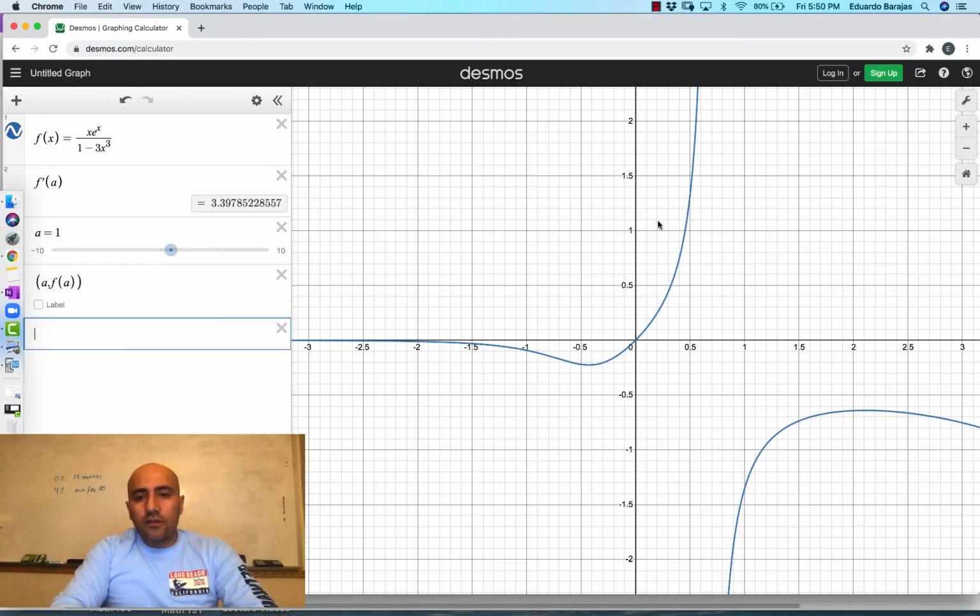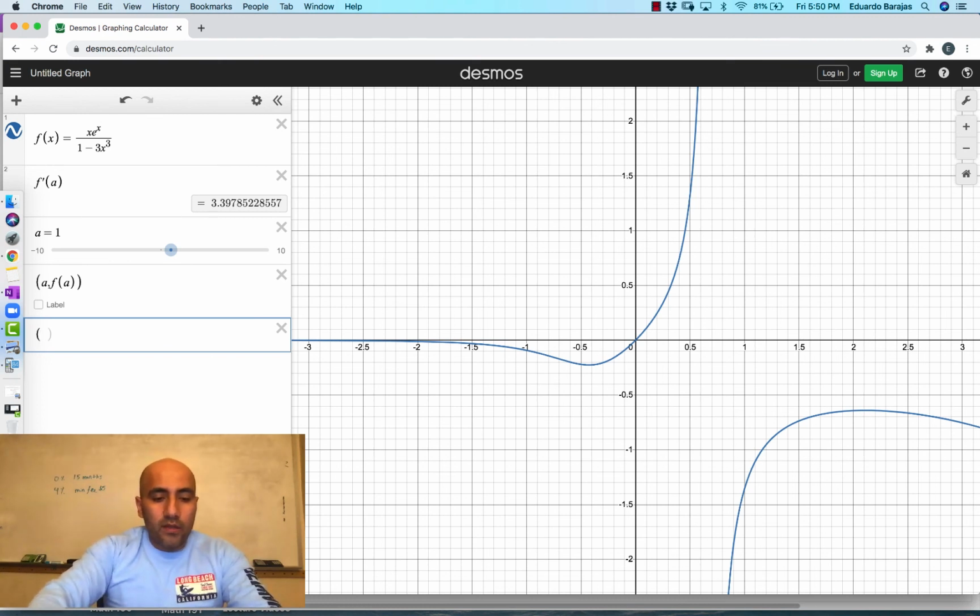Okay, so here in Desmos, I typed in our equation. So here it is in this blue. It looks like it's got a horizontal asymptote whenever this turns into a 0, when the denominator equals 0. All right, but we're interested in the point 1 comma, so let's graph that. 1 comma negative 1/2.